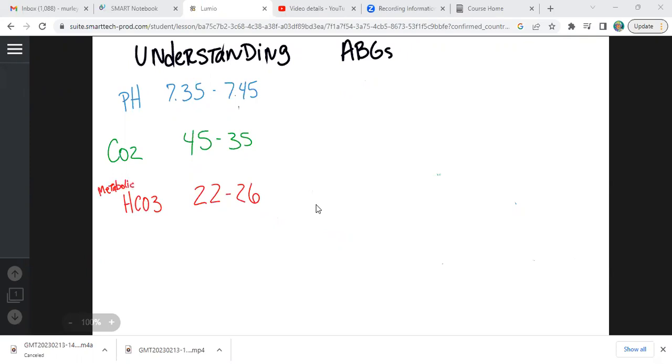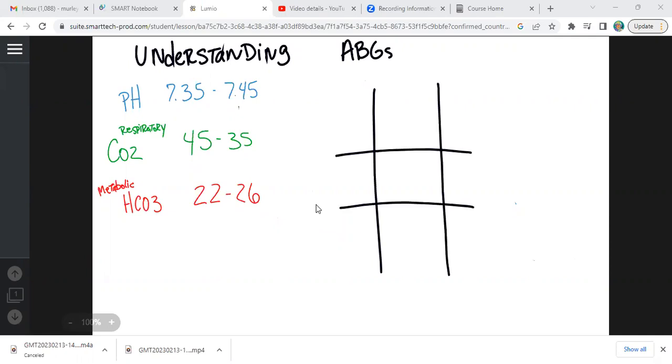How do we measure CO2 levels? Which is respiratory. Okay. And these are actually our two compensatory mechanisms for our acid level. So to learn ABGs, I teach the tic-tac-toe method. I'm going to draw it out here. I draw a tic-tac-toe board.